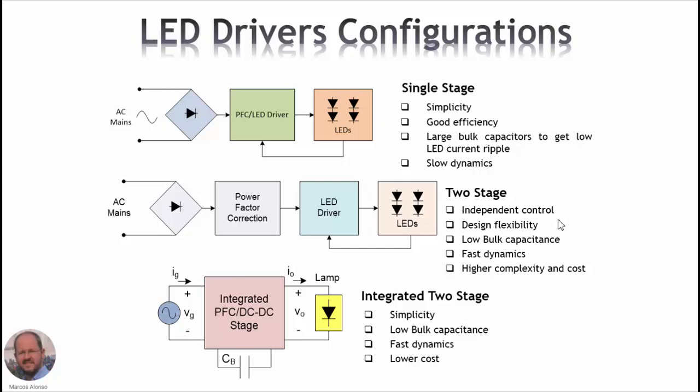So the third possibility is to employ integrated two-stage converters, in which we are going to integrate both converters, the power factor correction converter and the LED driver, in a single stage converter with a lower number of components and simpler control circuitry. So this type of converters can be simple. We can reduce the value of the bulk capacitance, we can provide fast dynamics, and also we can reduce cost.